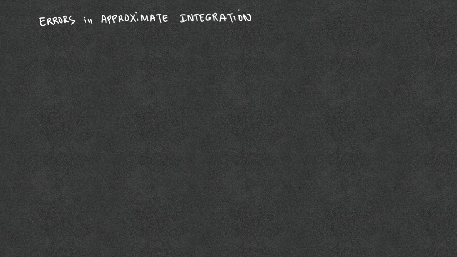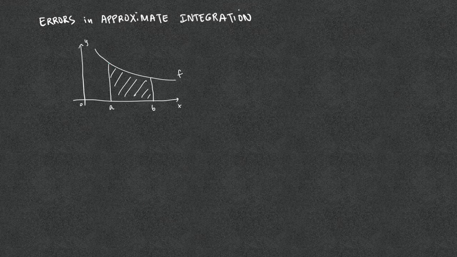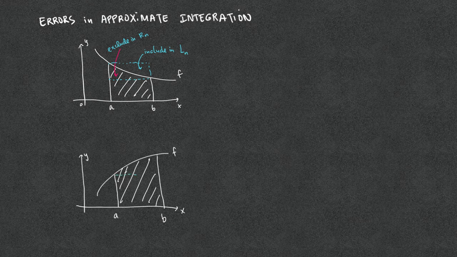Errors in approximate integration. If the function is decreasing on the interval a, b, then the left sum is an overestimate and the right sum is an underestimate. If the function is increasing on the interval a, b, then the left sum is now an underestimate and the right sum is an overestimate.